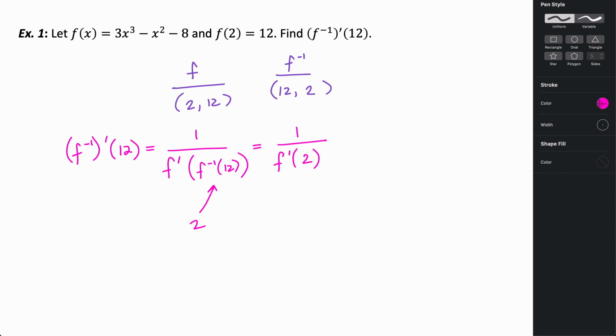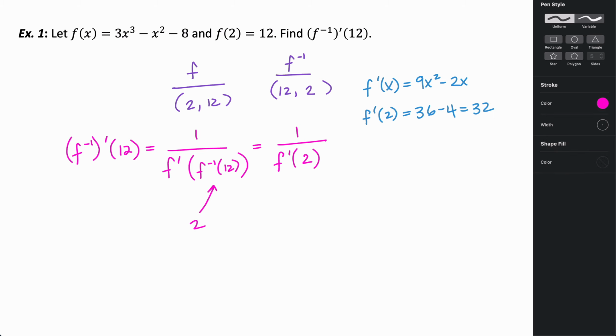So let's go ahead and find the derivative of f and then plug in. So what is f prime of x? F prime of x is going to be equal to 3 times 3, that's 9, x squared, minus 2x to the first, and then plus or minus 0. So that's our derivative. What is the value of my derivative at 2? What is f prime of 2? 9 times 4, that's 36, minus 4 is 32.